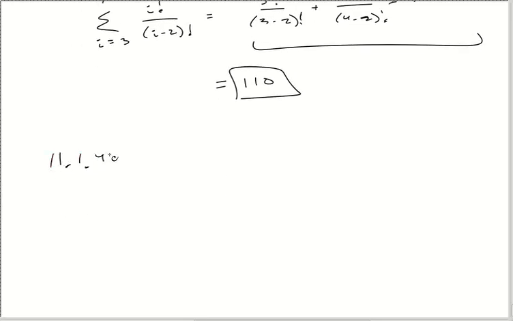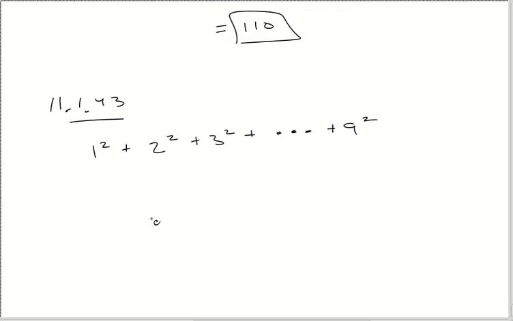11, 1, 43. This time they give me a series, and it looks like this. 1 squared, 2 squared, 3 squared, all the way out to 9 squared. And they give me i equals 1, and they say I have to end somewhere, and I got a big old box.